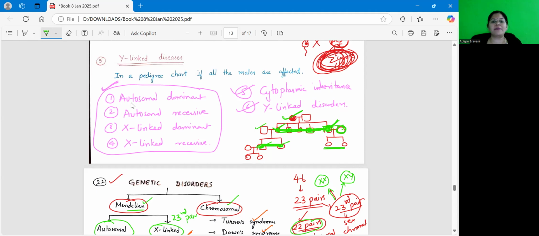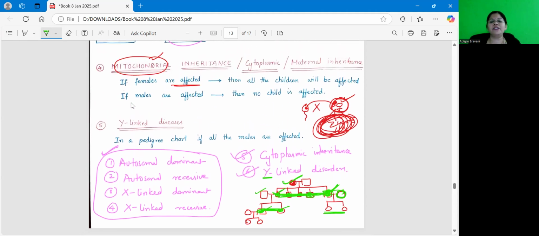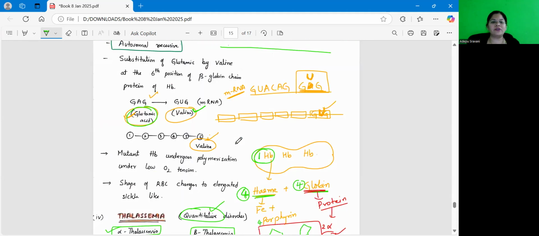Clear? Next, coming to Y-linked disorder. In Y-linked disorder, in the pedigree chart, if all the males in the chart are affected, then it is Y-linked. All the males. Clear? All right. So this is all about the pedigree analysis and the disorders.